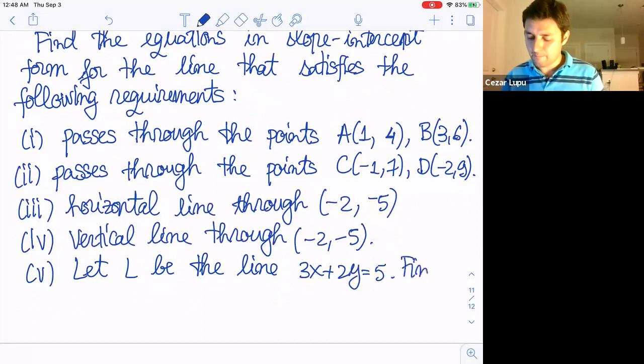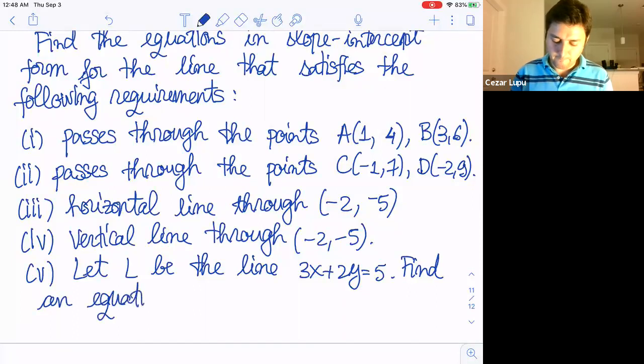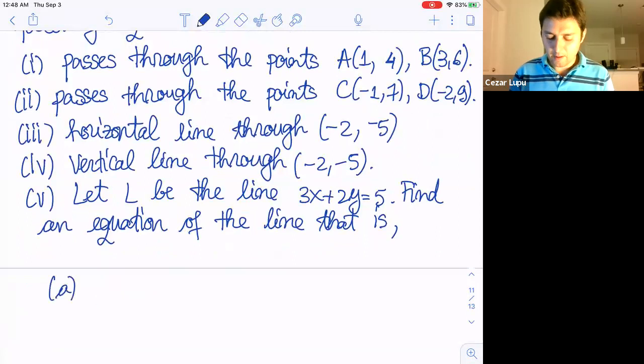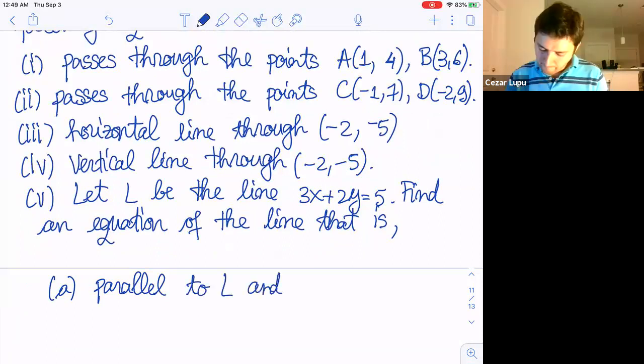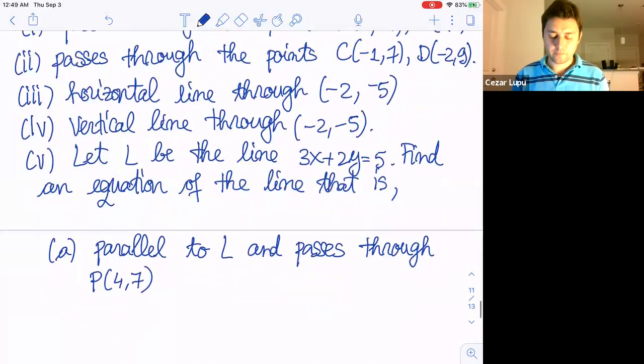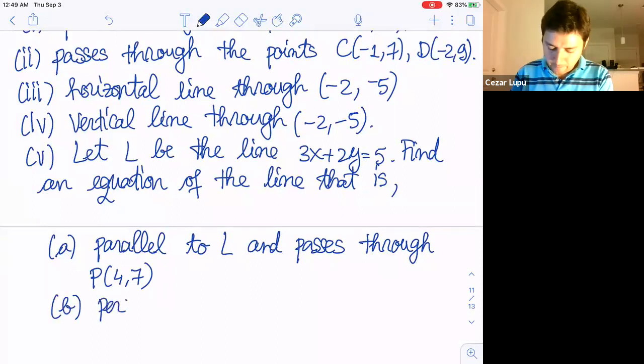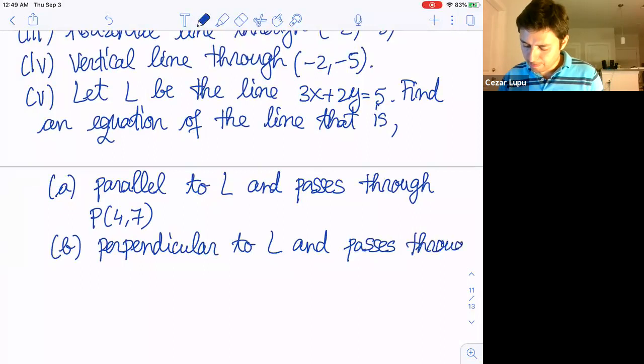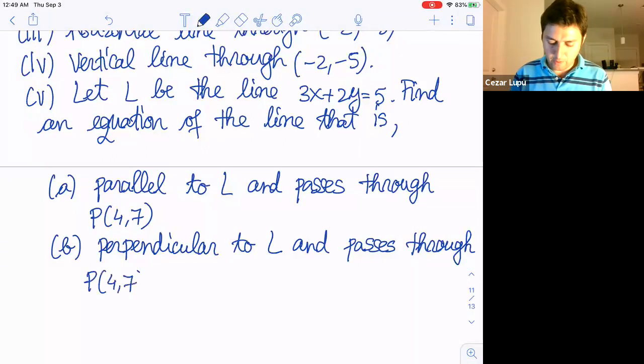And now what we want is to find an equation of the line that is, A, parallel to L and passes through the point P of coordinates 4 and 7, and B, perpendicular to the line L and passes through the same point, of coordinates 4 and 7.